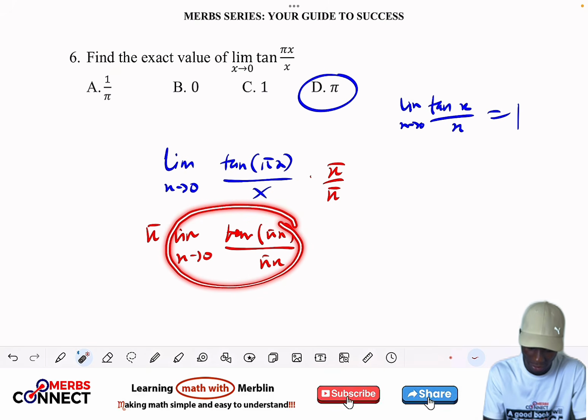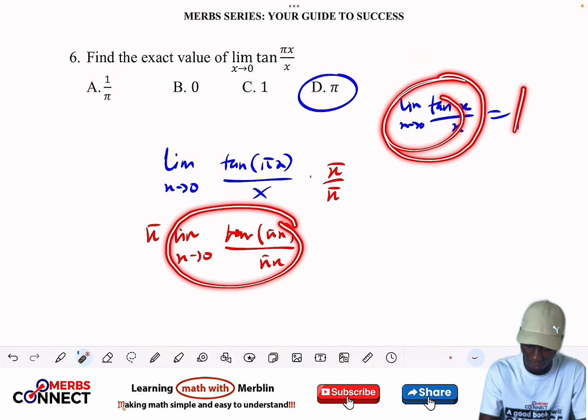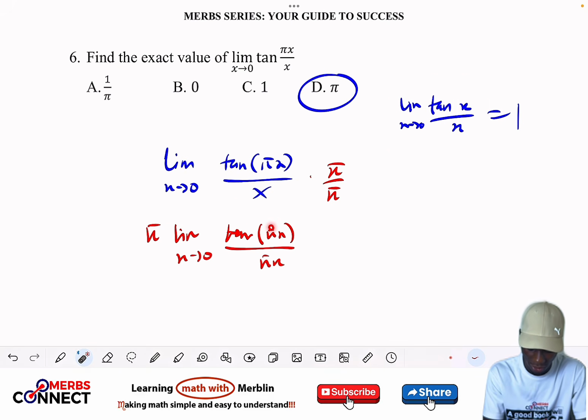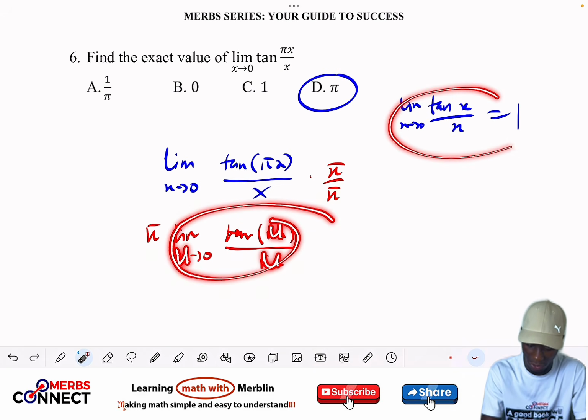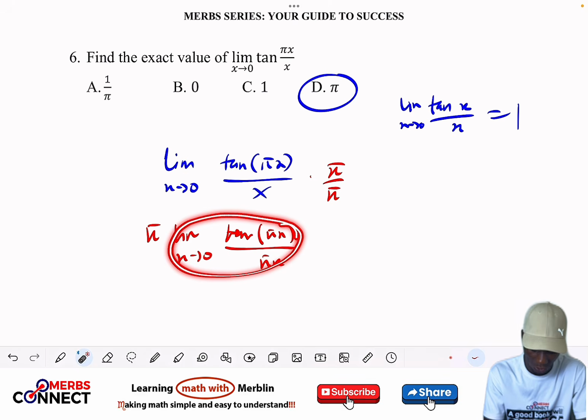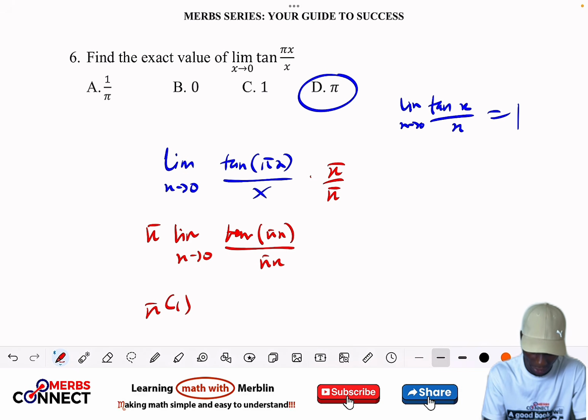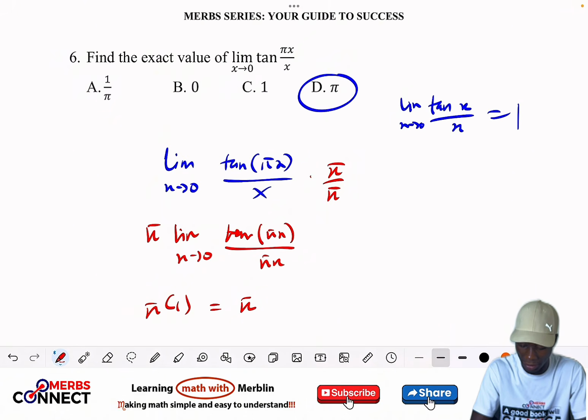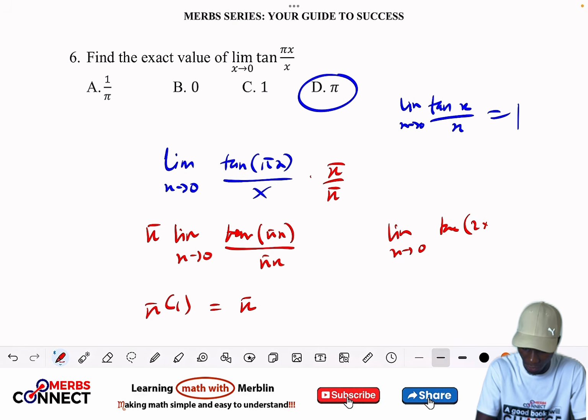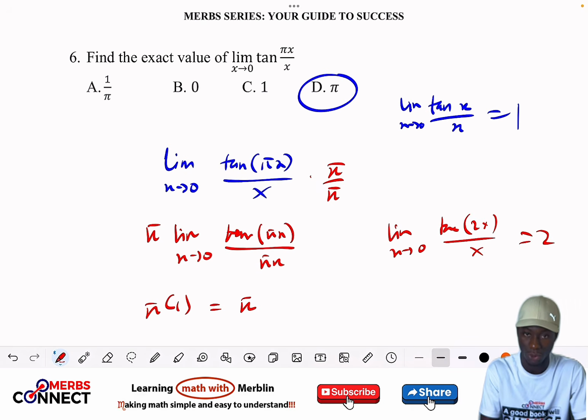So now this is almost the same as this one, because if we change this one to be u and this one to be u, you see that we've gotten this one to be the same as this. So we are going to say that this is 1, and we are going to have pi times 1, which is going to be pi. So for example, if I have something like the limit as x is approaching 0 of tan of 2x divided by x, then the answer is going to be 2 when you do it.